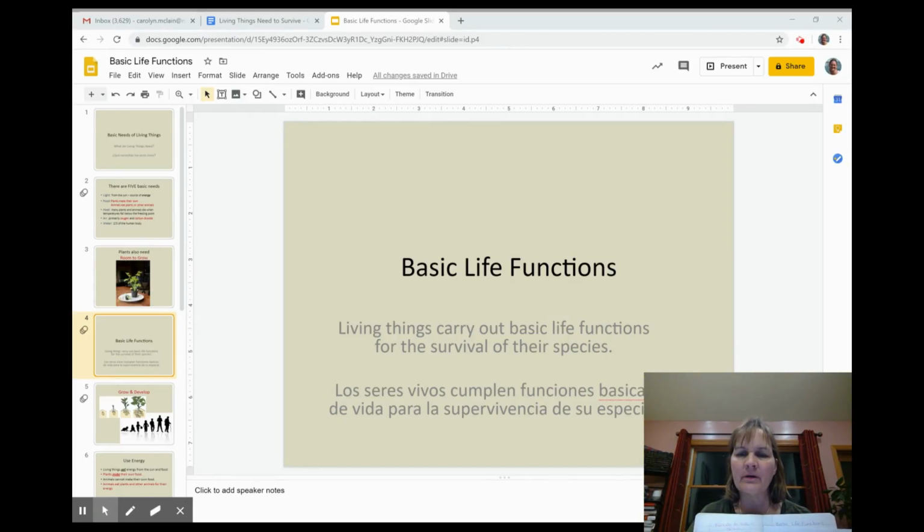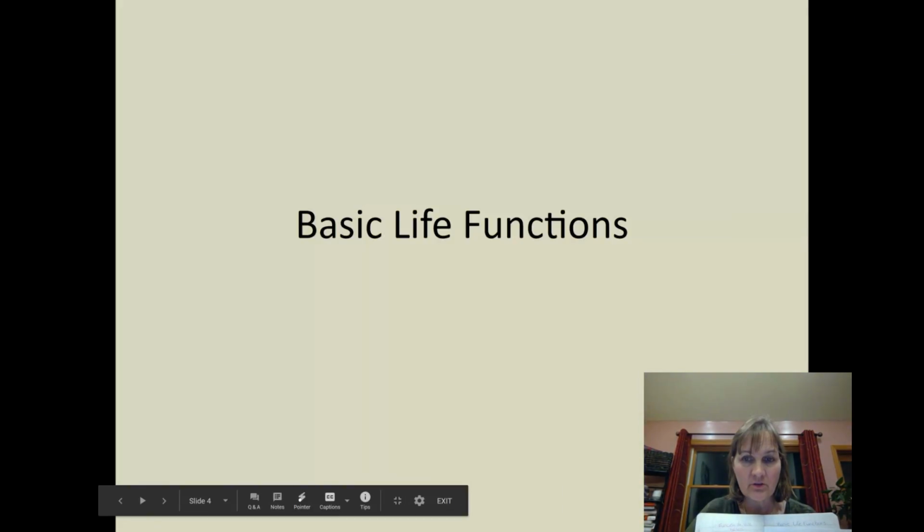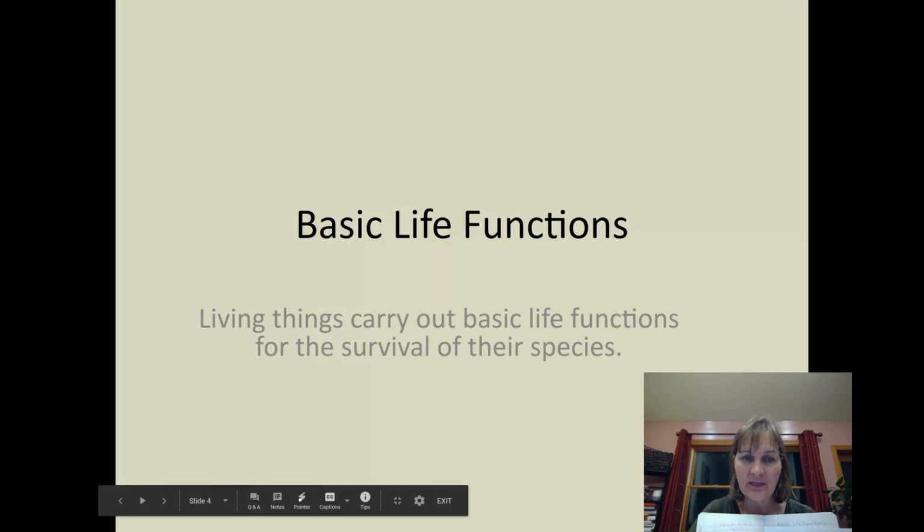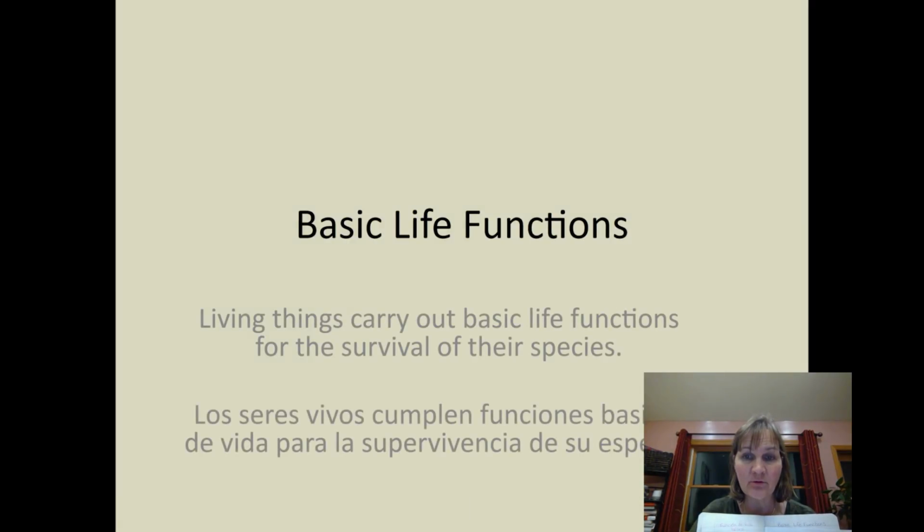So we just talked about all the things that plants and animals need, but what do they need them for? They need them to carry out these basic life functions. So I'm going to change this into presentation mode. There we go. So basic life functions. And what that means is that living things carry out basic life functions for survival of their species. And please write that right underneath your heading. And again, if I'm going too fast, you can always pause to leave things showing there on the screen.